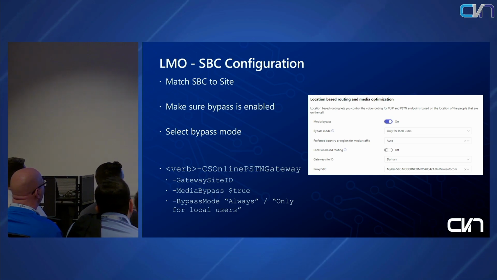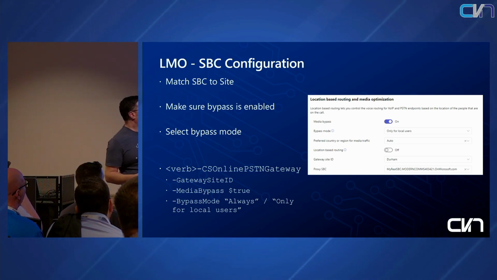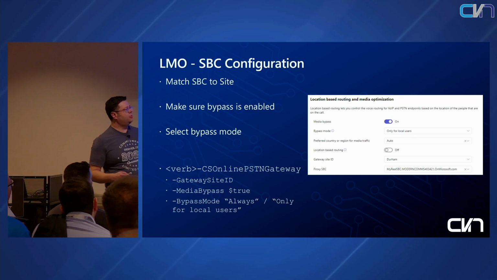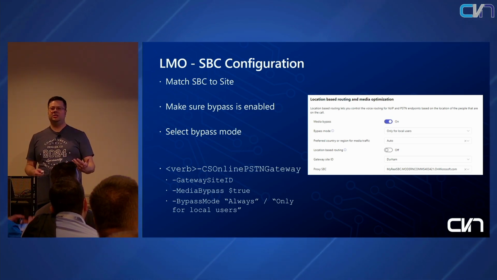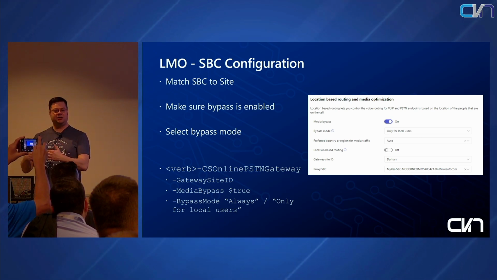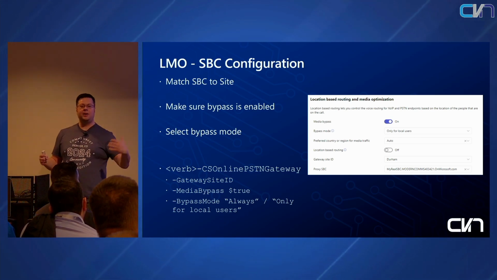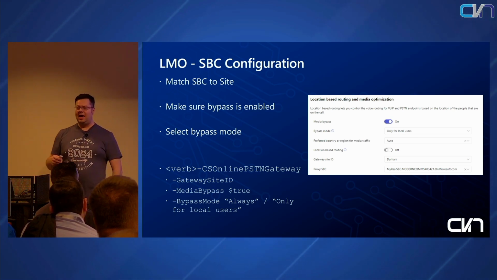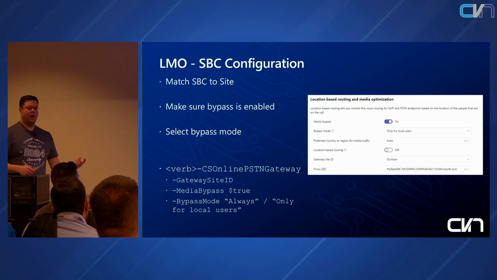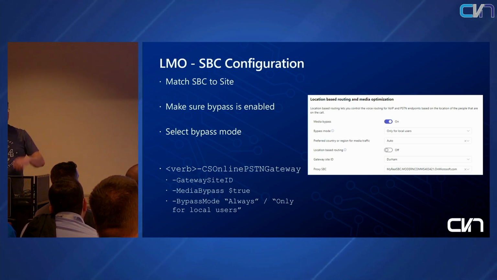So we've got the little toggle box at the top there. And then we have the bypass mode. So we've got whether we're only going to bypass for local users or for everybody. Local users is only users where they match the same site. If the user subnet has matched against the same site that you've associated with the SBC, then we're going to allow LMO to happen. Otherwise, we will do the hairpinning, out to the internet and coming back in again.